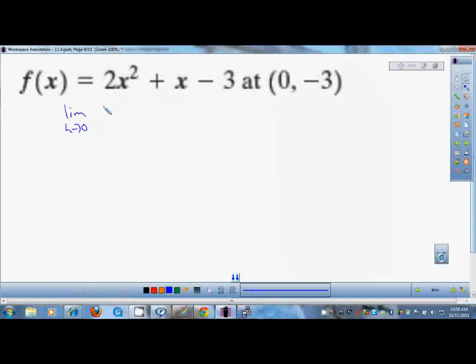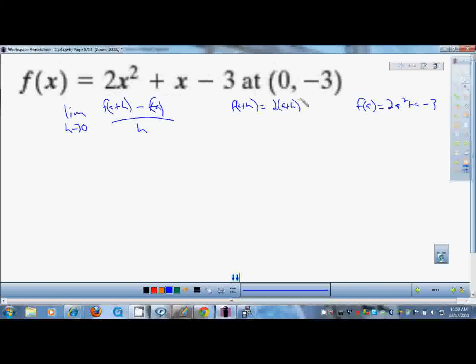The limit as H approaches 0 of F of A plus H minus F of A over H. Again, A is just a filler for X. So, here we go. Before I even start with the equation, I'm just going to find out what these two things are. F of A is just 2A squared plus A minus 3. Just plugging in there. F of A plus H is going to be 2 times A plus H squared plus A plus H minus 3.